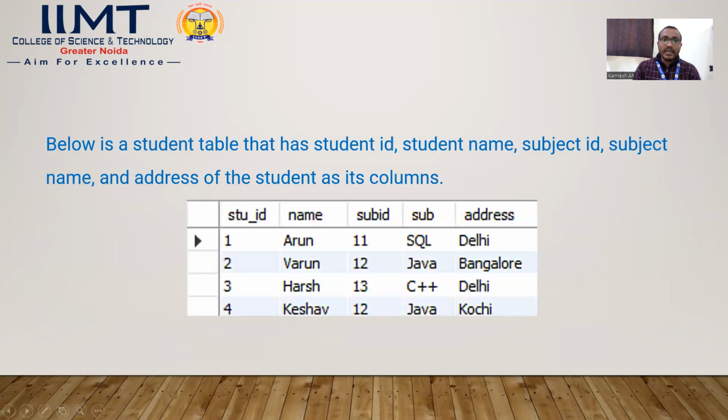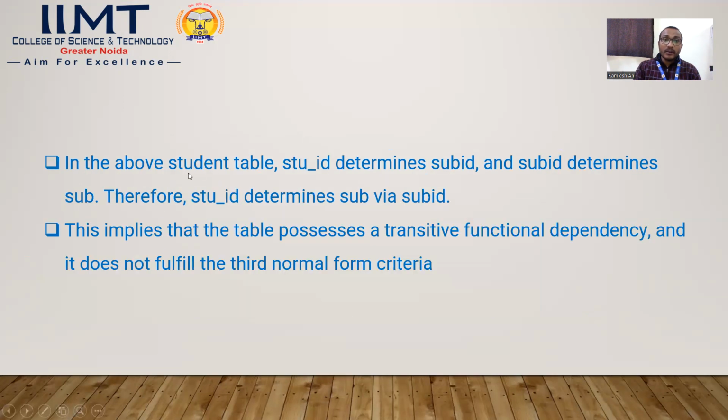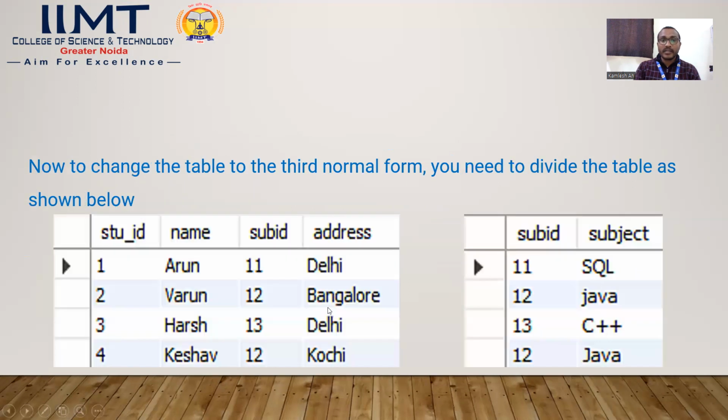Below is a student table that has student ID, student name, subject ID, subject, and address of the student as its columns. In the above student table, student ID determines subject ID and subject ID determines subject. Therefore, student ID determines subject via subject ID. This implies that the table possesses a transitive functional dependency and it does not fulfill the third normal form criteria.